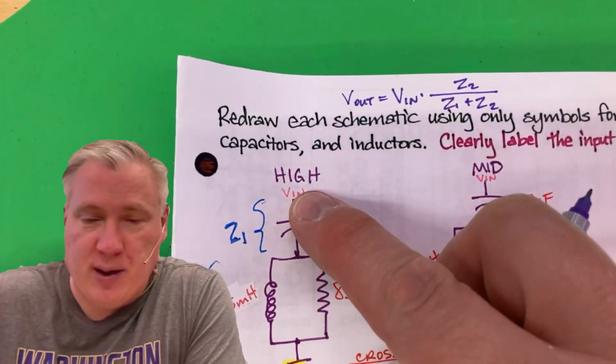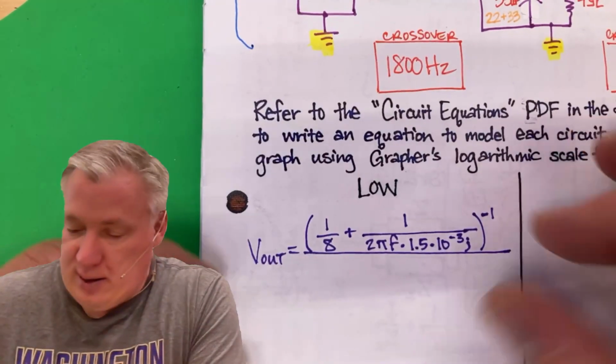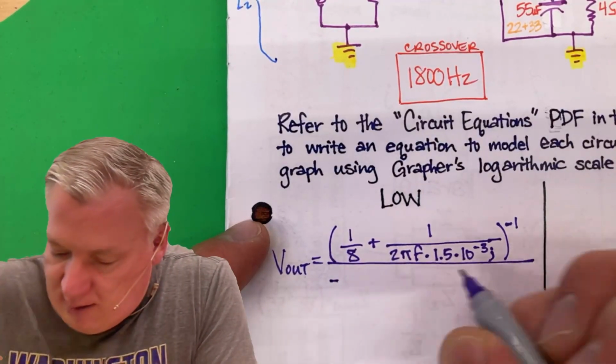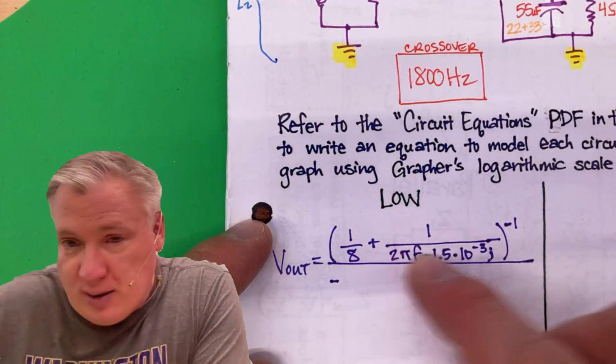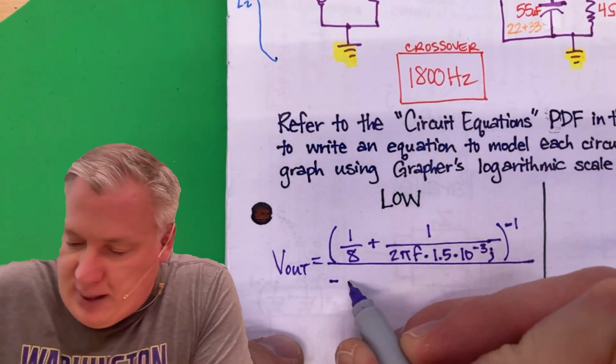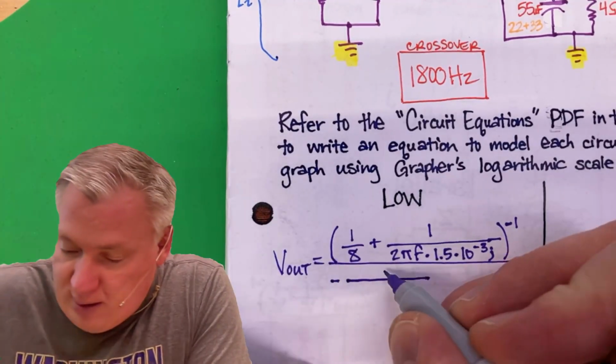So Z1's up here, and the equation for an inductor is just this. So I had 1 over, and then I just wrote that. And here I have a capacitor, which the equation for a capacitor is negative 1 over. So I need to write that whole thing.